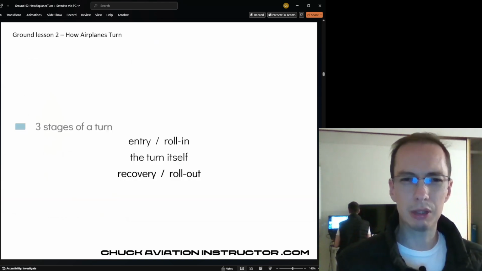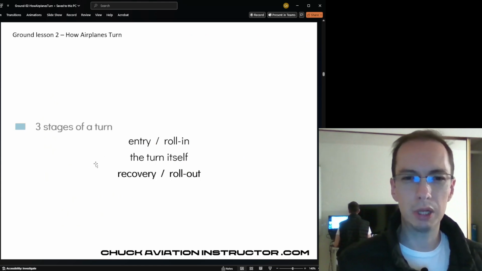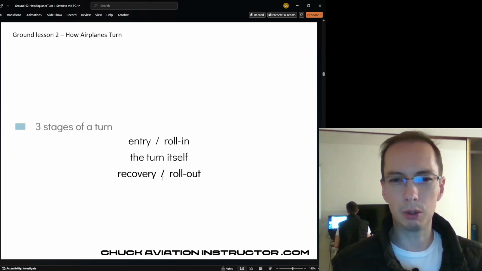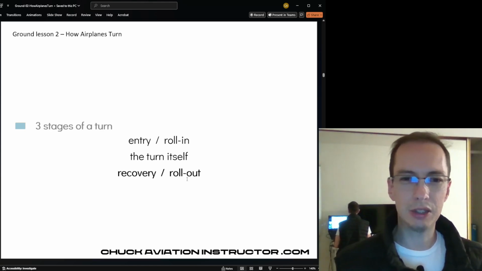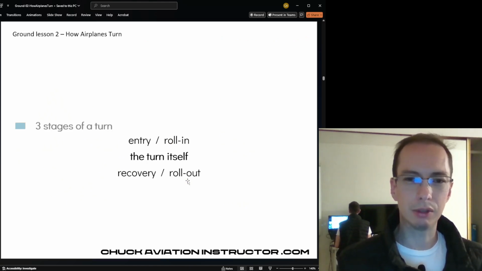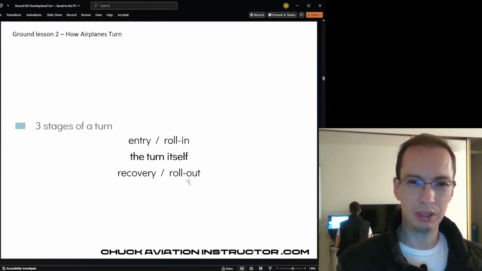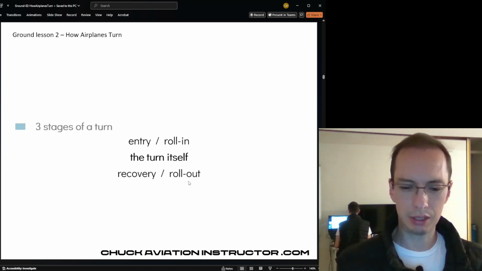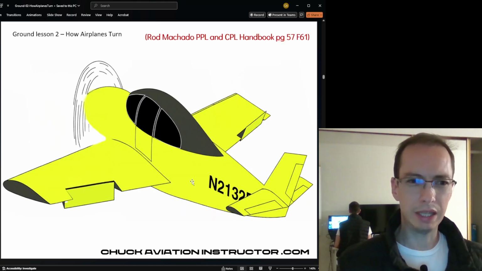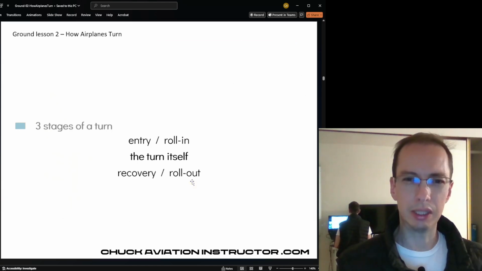So we have talked about stages 1 and 3, 1 being the entry and 3 being the recovery or rollout. Now, stage 2, the turn itself, what do the ailerons actually do during the turn itself? We're going to talk about the flight controls shortly after. But don't think that the ailerons are the ones that actually turn the airplane.